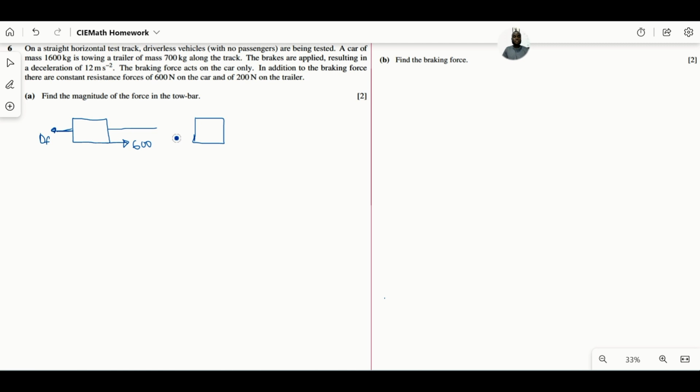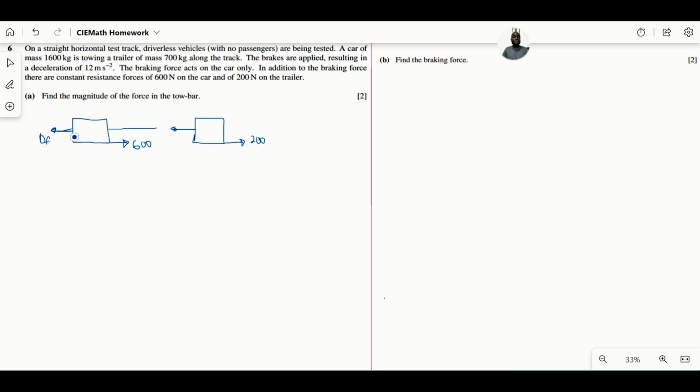The trailer can only move forward as a result of the connection to the car. So I'm going to call this a tow bar, but if the car should move forward, the trailer has to follow. And that happens because of the connection to the car through the tow bar. And the resistance to the motion of the trailer is given as 200 N.